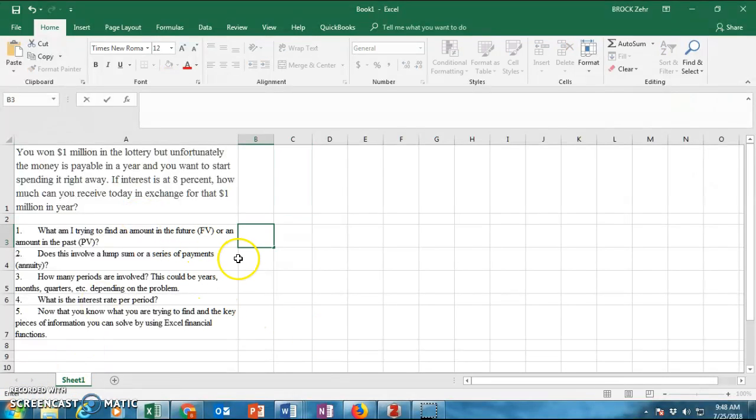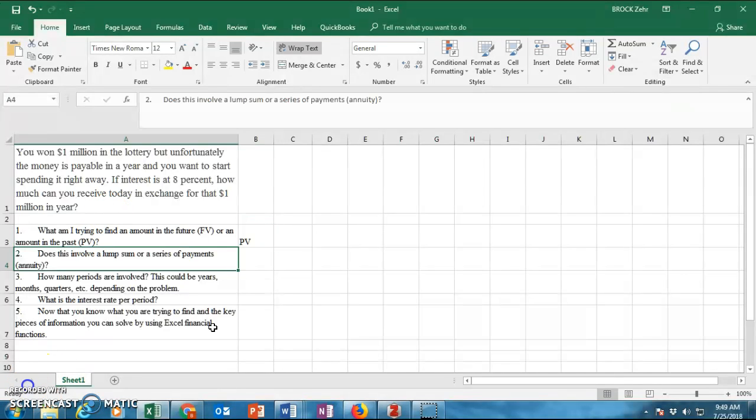So let's look at the first question. What am I trying to find? An amount in the future or an amount in the past? Well, we know the amount in the future, $1 million is what we're going to receive in a year. What we want to find out is what that would be worth today if we went to a settlement company and exchanged that $1 million promise in the future for money today.